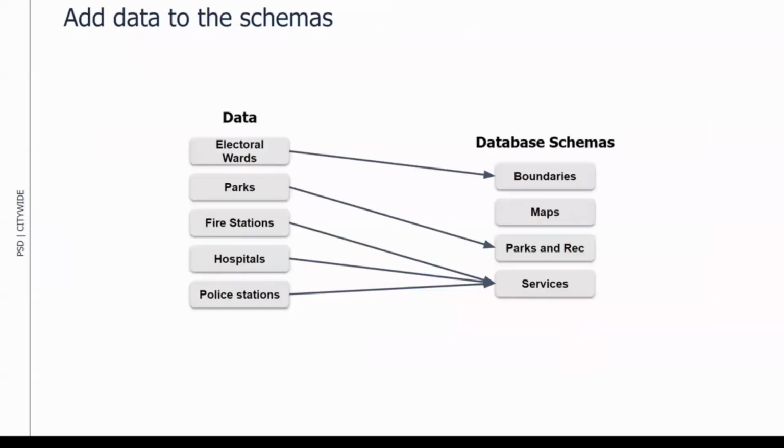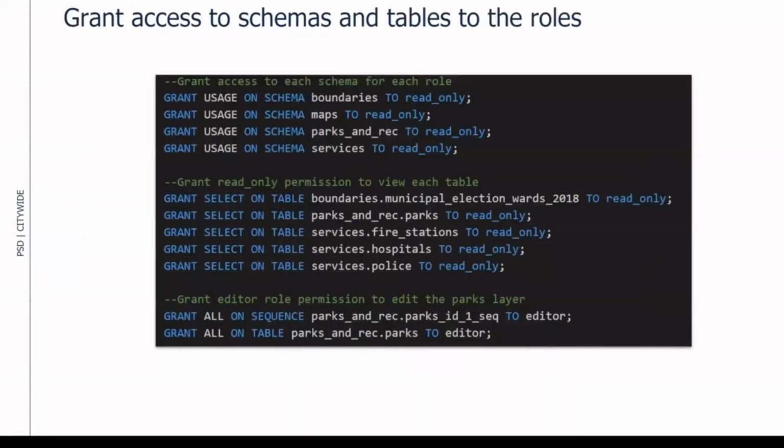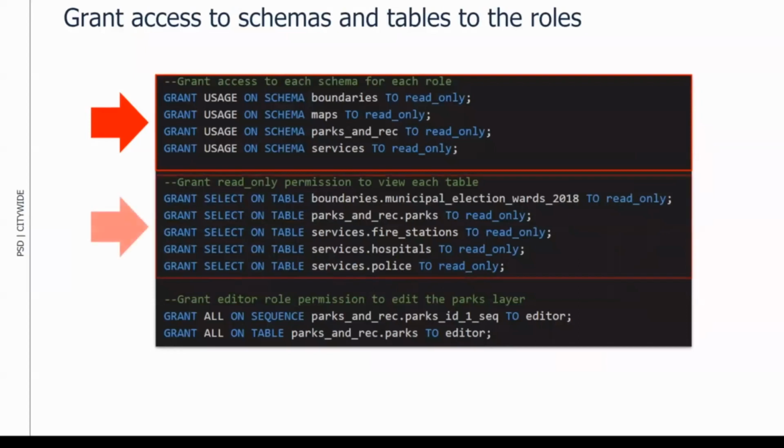And then I'd throw some data into the database. So I'd put electoral wards into boundaries, parks into parks and rec, and fire stations, hospitals, and police stations into services. Next, I would grant access. The first step is I would grant usage on the schemas to the read-only role. I would grant read-only permission to view each table, so everybody who's a member of the read-only role would have the ability to select to read these tables.